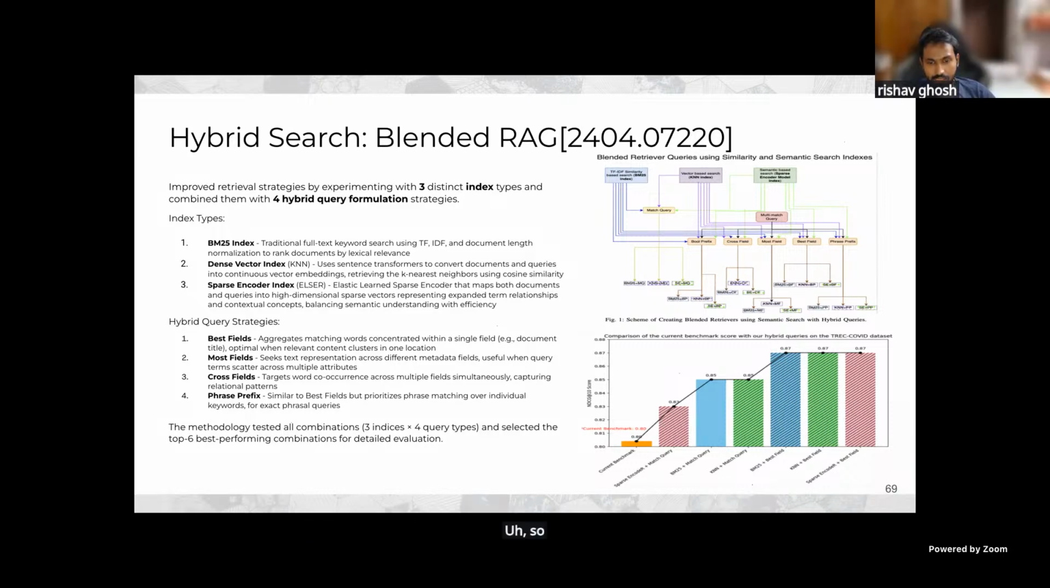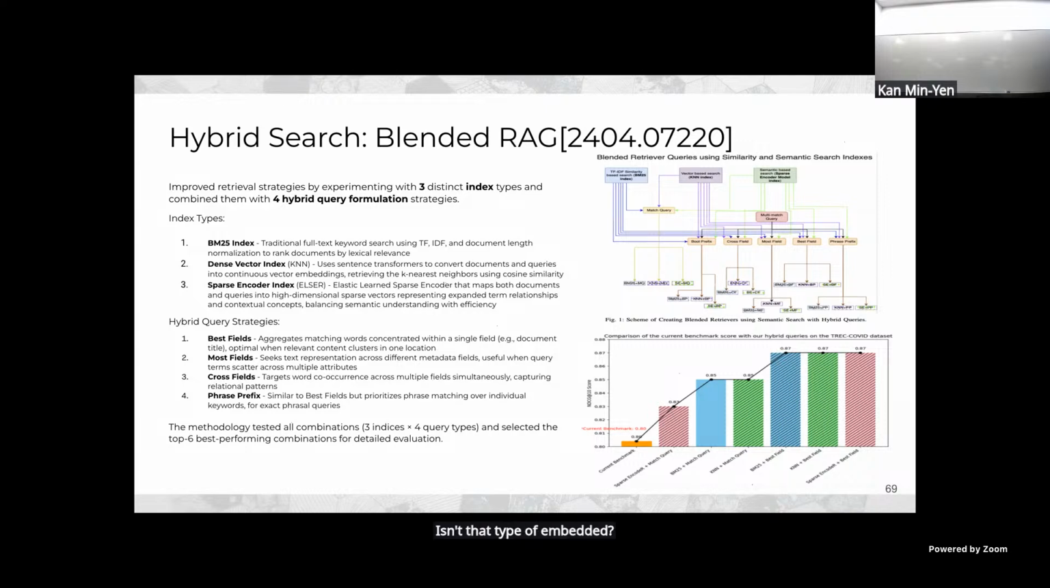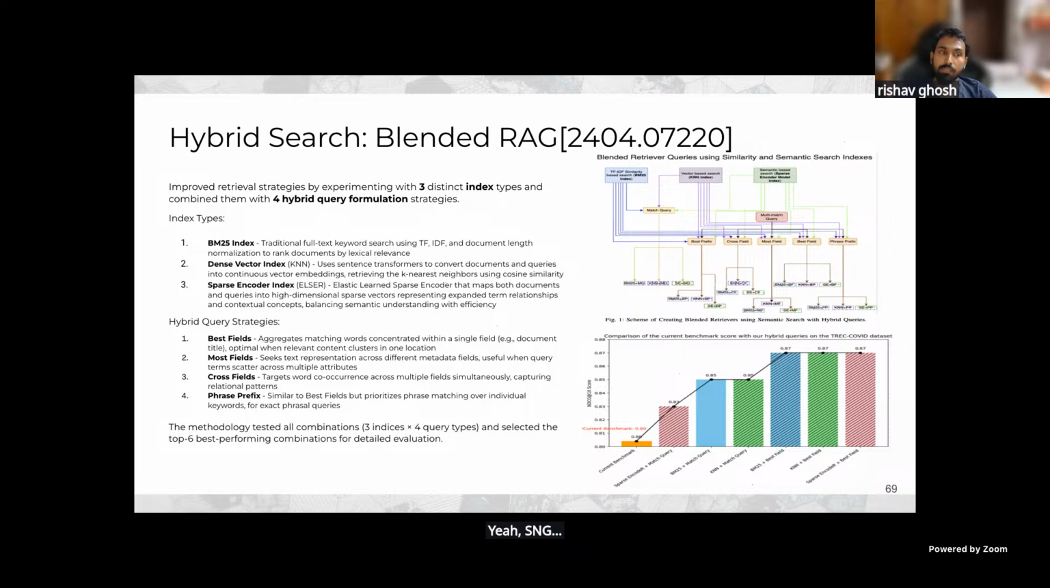So sparse encoder is essentially, how to explain. It's slower than dense index essentially, but the difference is that it captures the relationship between the user query and the documents better. Isn't that a type of embedding? Yeah, essentially. So sparse encoder is an embedding actually.